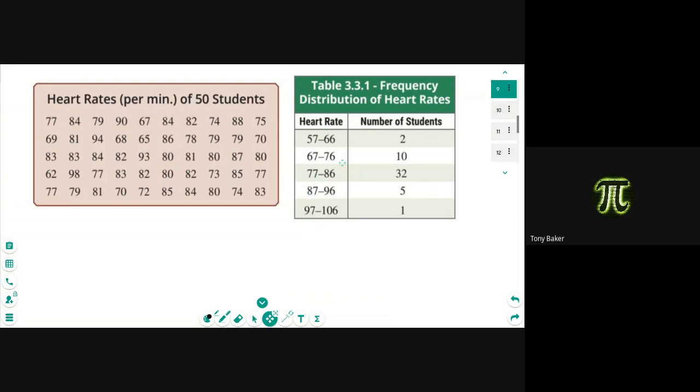And notice there's no overlap in them. This one ends at 66. This one starts at 67. So you're not trying to figure out which one your value is going to go into. They have to have clean endpoints.